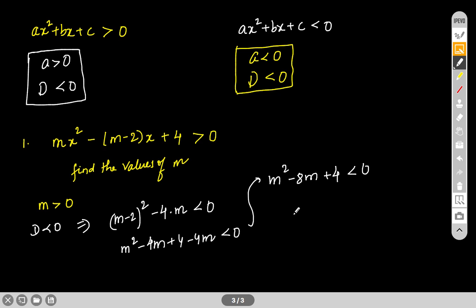Square minus 4ac. Isn't it going to be 16m? 4 into 4, I'm sorry. So minus 20, right? Yeah. Let me write it again.